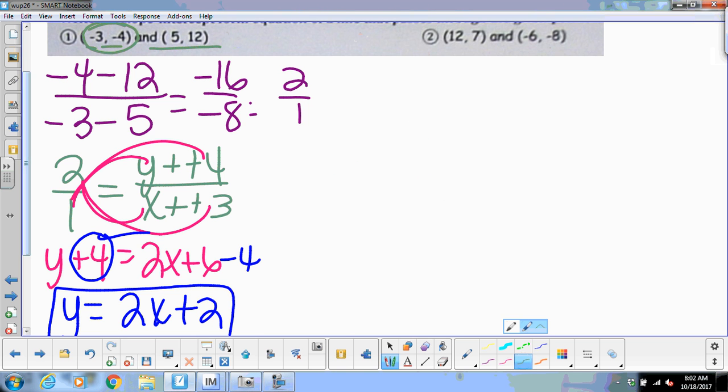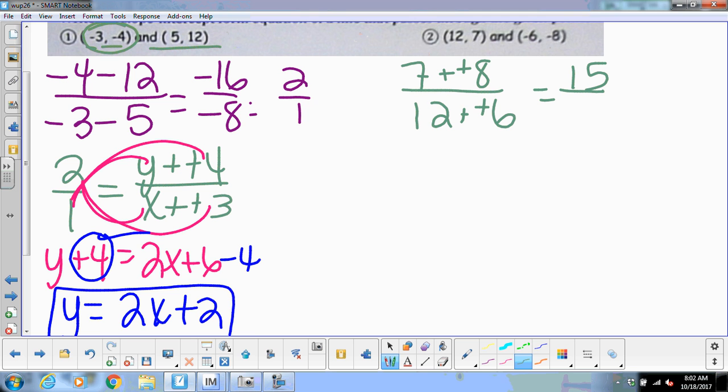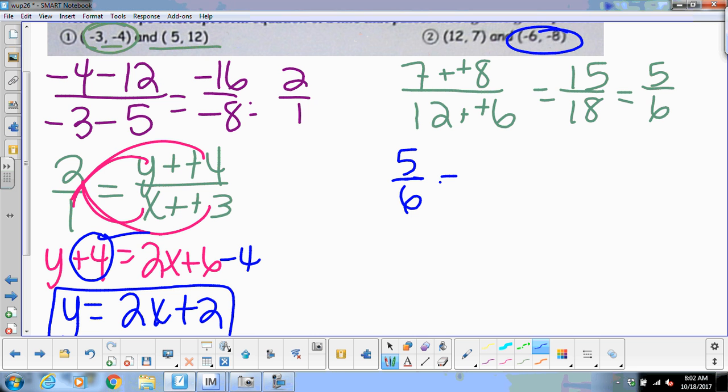Number 2, we're going to start with our slope. So 7 minus negative 8 and 12 minus negative 6, which is going to give me 15 over 18. Okay, both of those are divisible by 3. So 3 goes into 15 5 times, 3 goes into 18 6 times. So our slope is 5/6. Okay, this time I'm going to choose the second one, smaller numbers.